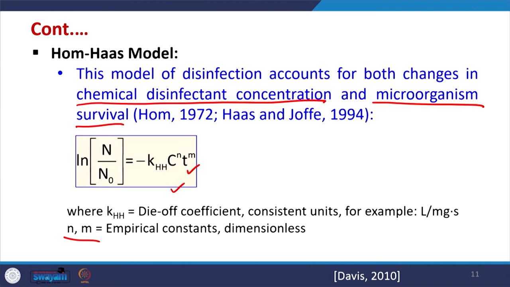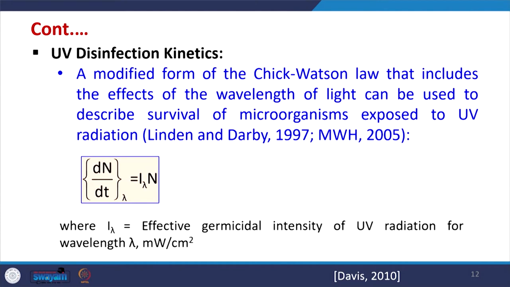Now, then UV disinfection kinetics is also there, a modified form of Chick-Watson law that includes the effect of wavelength of light that can be used to describe the survival of microorganisms which are exposed to UV radiation. So, under that condition the dN by dt is proportional to N, and that proportionality constant is called the effective germicidal intensity of UV radiation with respect to wavelength lambda, and its unit is milliwatt per centimeter square, or appropriate units can be used. So, through this we can model the UV disinfection kinetics.